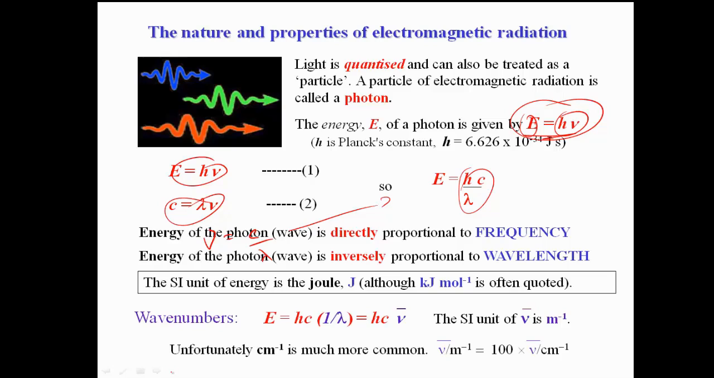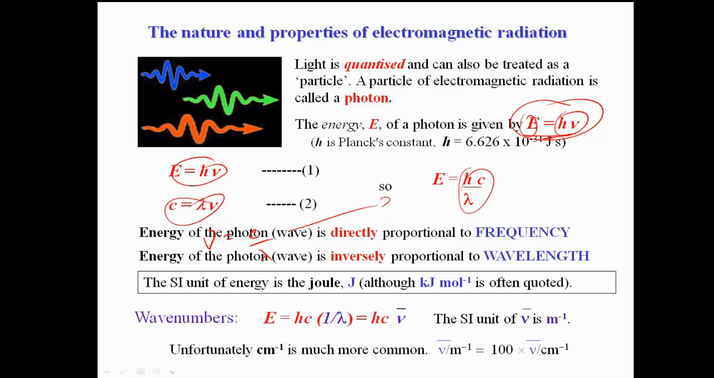Another point: the joule is the SI unit of energy. So you can have joules per fundamental particle, or sometimes we convert it to a more common form, kilojoules, where kilo is 10 to the 3 joules, per mole, expressed as kilojoules per mole. So you need to be able to convert energy between these different forms.